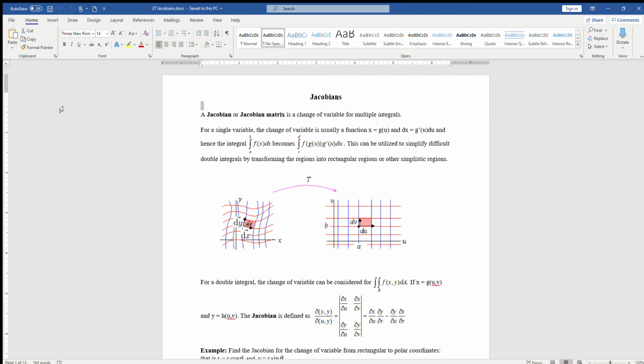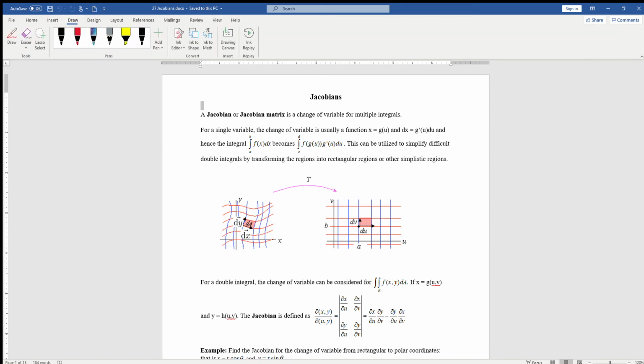You may recall that in Calc 2, when we took a look at the idea of just a single variable, we used the U substitution. We had this definition. We had the idea that if you had an integral f of x dx, we could translate it into an integral of this form, f at g at u times the derivative of g of u. Okay, that's our U substitution.